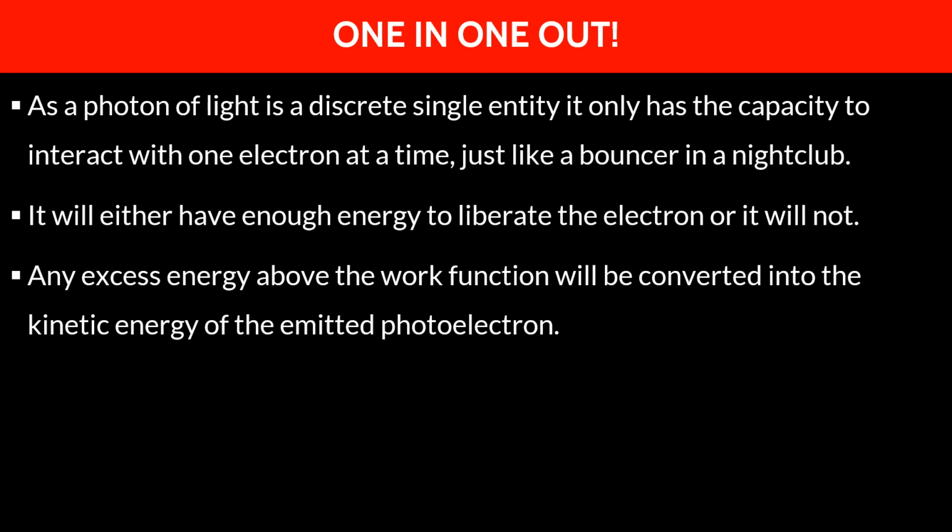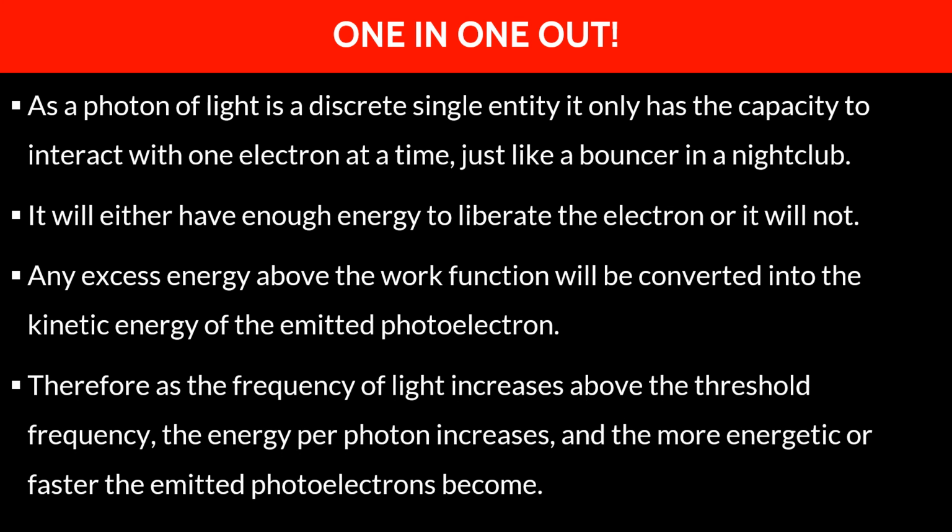Any excess energy above the work function will be converted into the kinetic energy of the photoelectron that gets emitted. So if you look back at the diagram, you should see that the blue electrons, the blue light that caused electrons to be emitted, have a much greater kinetic energy than the green ones do.